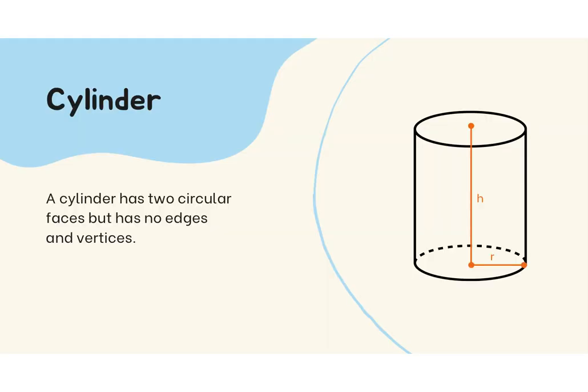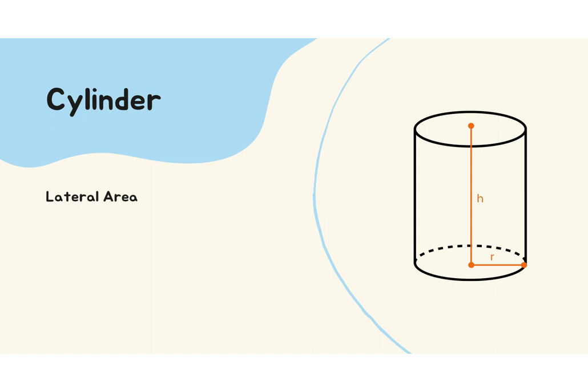So this is what a cylinder looks like. You have 2 circular faces that has no edges or vertices. Vertices, remember, just the corners. So here's our circle. We got one down here. We got another one up here. Those are our bases. Then we have this part that goes around the side. Now in this medium video, we're just going to talk about the lateral area.